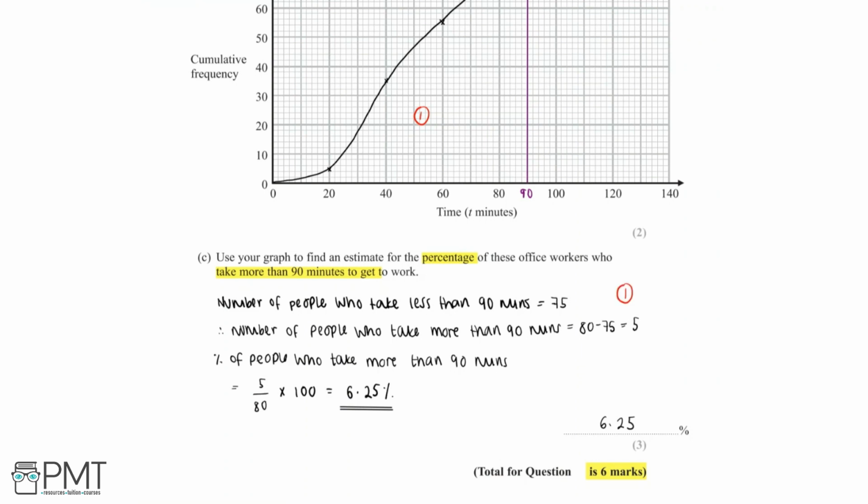We get the fifth mark for using this value in order to find a percentage by doing 5 divided by 80 multiplied by 100. And we get the last mark for getting a correct estimate that the percentage of these office workers who take more than 90 minutes to get to work is 6.25%.